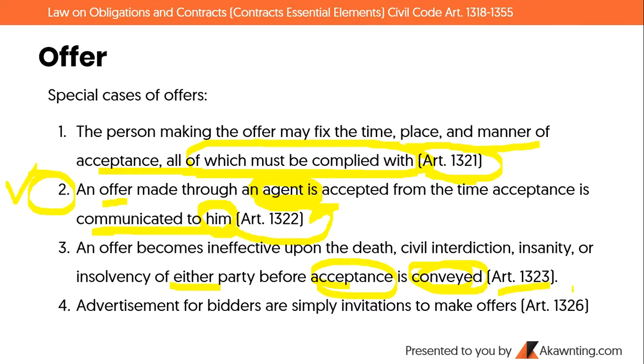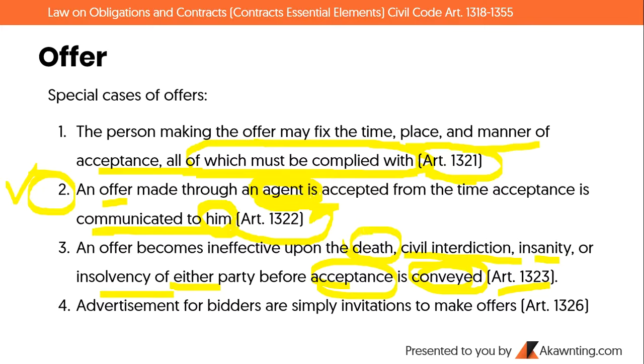So for example, ganito. Nag-offer si seller kay buyer: ibenta ko na sa'yo tong lupa ko for 1 million. Si buyer, binigyan ng ilang araw para, let's say, tanggapin yung offer. And then, ang nangyari is, namatay si seller, bago niya masabi na, ina-accept ko, bibilihin ko na. Isang way lang yun. May other ways pa tayo: civil interdiction, insanity, or insolvency.